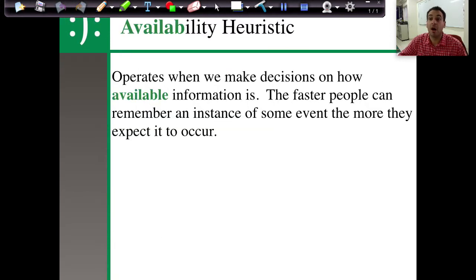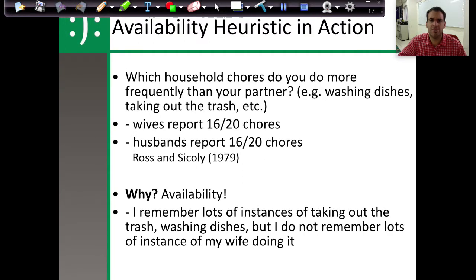Okay. On the other hand, now we're going to take a look at availability heuristics. This is looking at the schema that are present, something that you can pick up on immediately. It operates when we make decisions based on how available information is. The faster people can remember an instance of some event, the more they expect it to occur. Okay, so this actually affects you in everyday life. So let's see some of these in action.